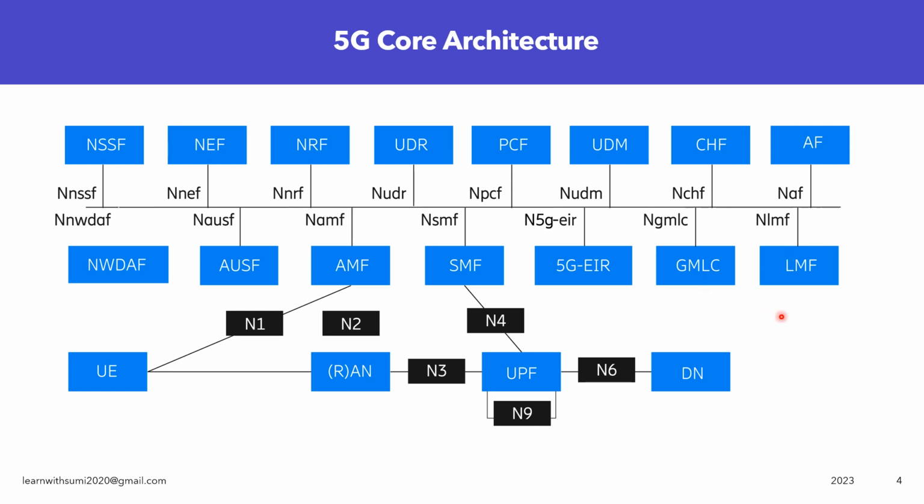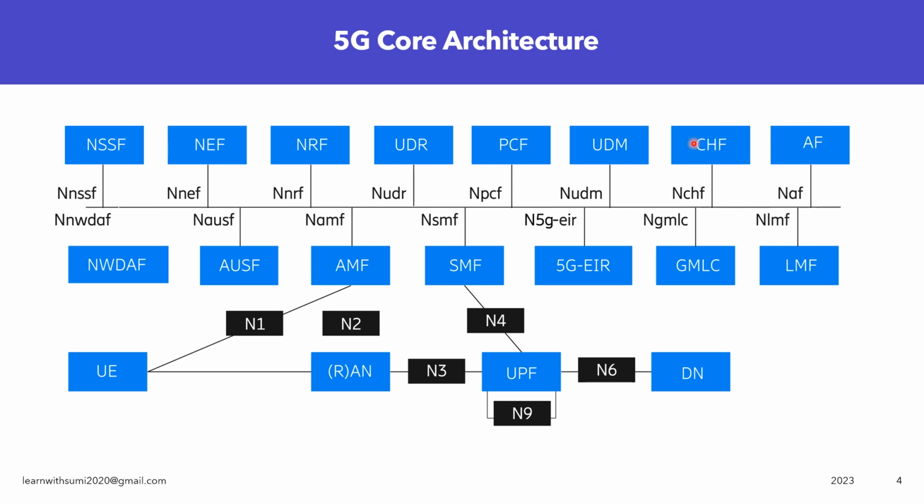We have the location management function. This is a network function defined in the 5G core network to provide positioning functionality, by determining a geographic position of a mobile device based on downlink and uplink location, measuring radio signals.